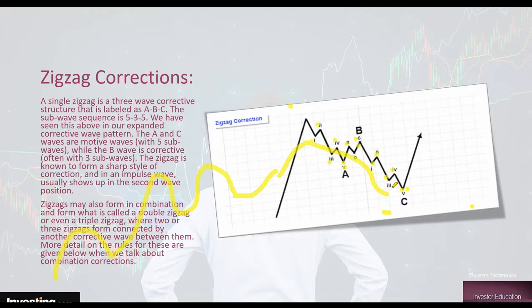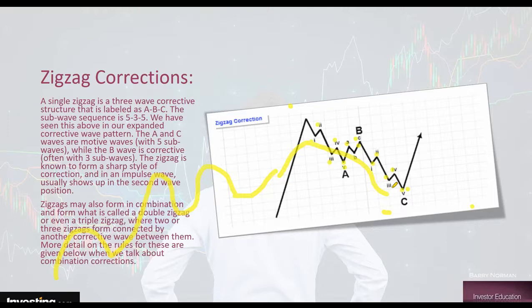A zigzag is a 3-wave corrective structure that is labeled as A, B, and C, with the subwave sequence of 5, 3, 5. We have seen this above in our expanded corrective pattern. The A and C waves are motive waves, with 5 subwaves, while the B wave is corrective, often with 3 subwaves.